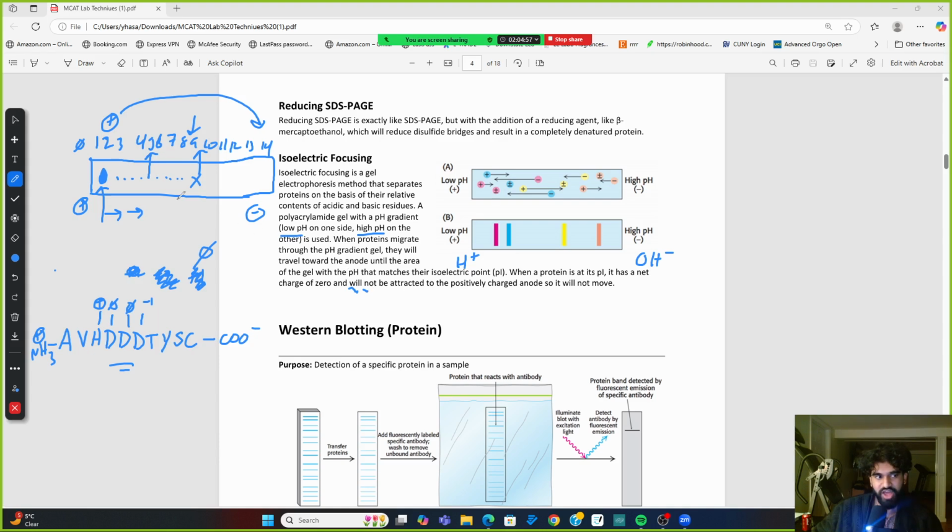No, it's not going to move. So it's just going to stop dead wherever it was. And wherever it stops dead, that is the PI, because this is the Zwitterion. What's a Zwitterion? A Zwitterion is something with multiple charges on it that has a net charge of 0. So the Zwitterionic pH is known as the PI, the isoelectric point, and it will stop moving at its PI.